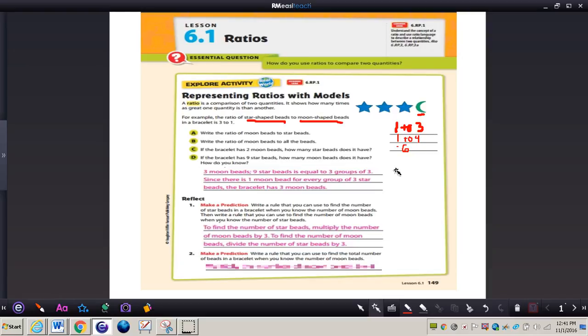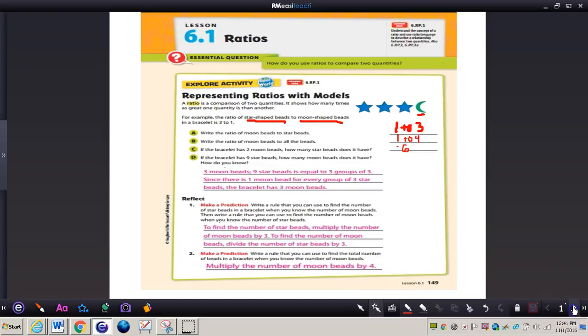Okay, so that's a way that you can tell how many moon beads and how many star beads are on the necklace there. Okay, number 2, let's take a look at that. It says write a rule that you can use to find the number of beads in a bracelet when you know the number of moon beads. So what we can see here is multiply the number of moon beads by 4. Okay, so that would be a rule that you could write with that.